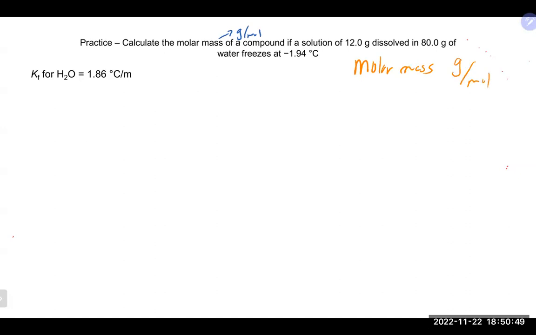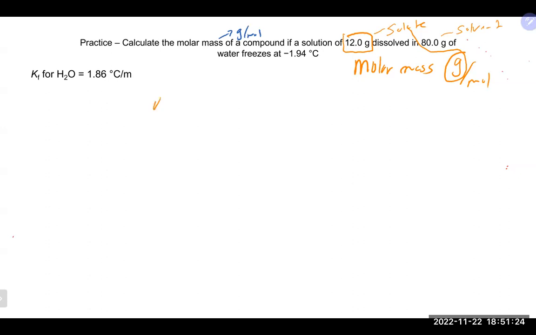So we want to take a, do we have any of that information given to us? We want to calculate the molar mass of a compound if a solution of 12.0 grams is dissolved in 80 grams of water. So that is the solute, and that would be our solvent. So usually the molar mass would go with our solute. So we do have the grams part. But really the thing that we're missing is the moles part here to allow us to really calculate the molar mass. And we could get that really from the freezing point information.